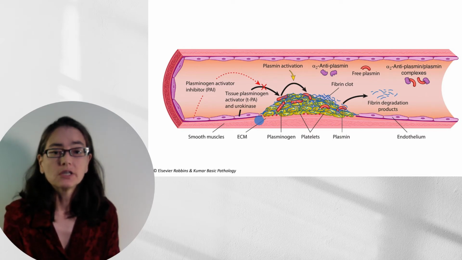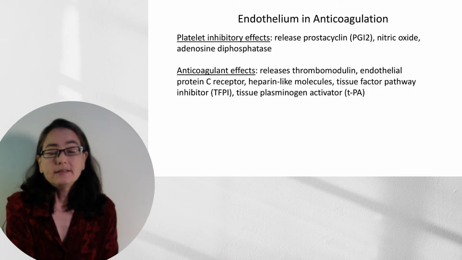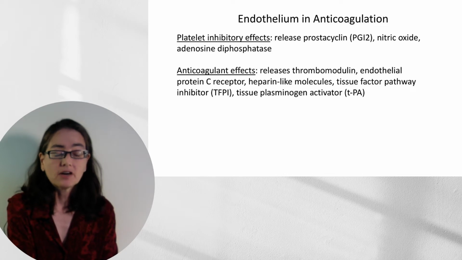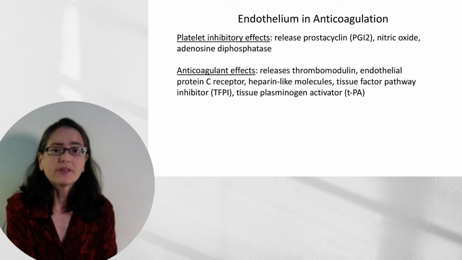So this is just a good image to work on understanding the pathophysiology. Now let's talk about the endothelium and anticoagulation. Obviously, the primary and easiest thing to think about endothelium doing is that it forms a sheath that protects the intravascular space from the extravascular space. So the tissue factor and von Willebrand factor and all of that, collagen, none of that is exposed. So that's one thing endothelium does.